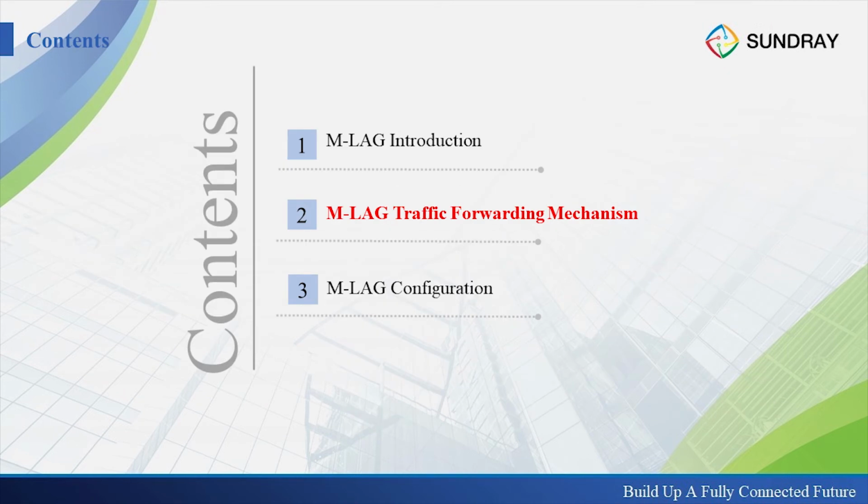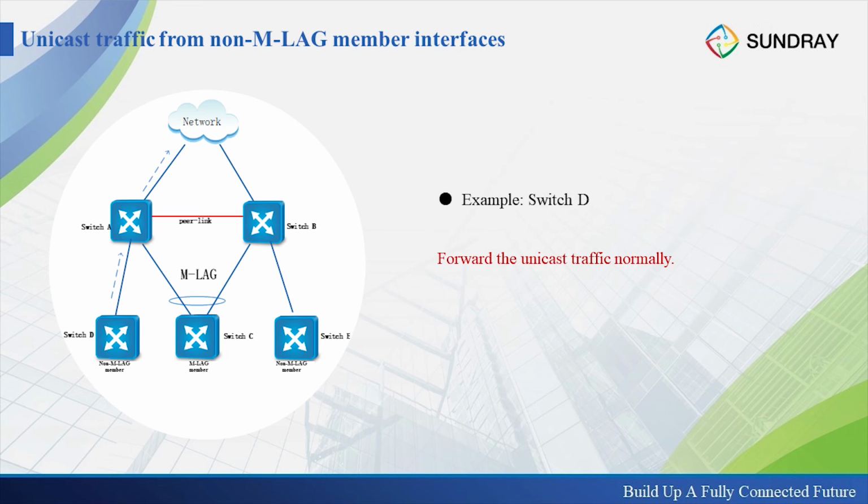For the traffic forwarding mechanism, consider the unicast traffic from a non-MLAG member interface. For example, the unicast from switch D to the internet. The switch A will forward it directly for the unicast traffic normally.